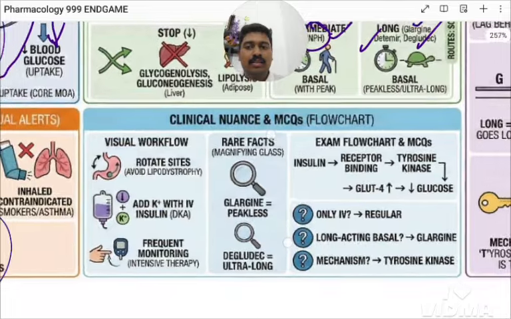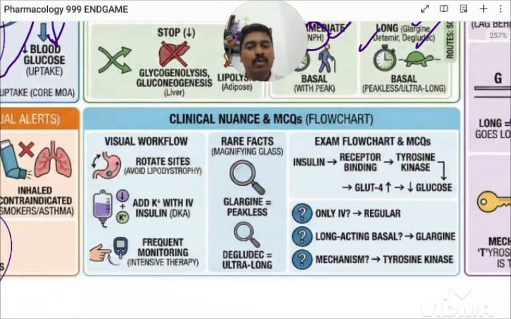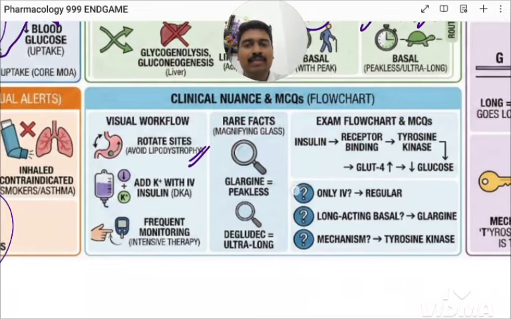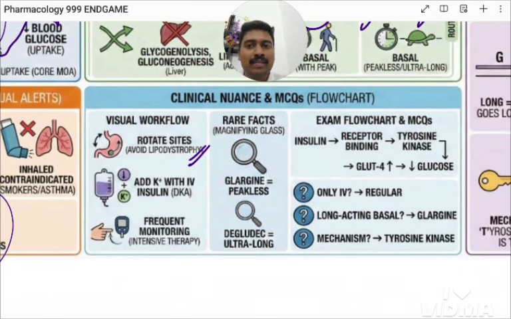Okay, next. One important thing is you will have to rotate the insulin site. When you give in one arm, then you should give in the other arm or your abdomen. So you have to rotate. Otherwise, it will cause lipodystrophy. It will affect the fat composition around the subcutaneous tissue.